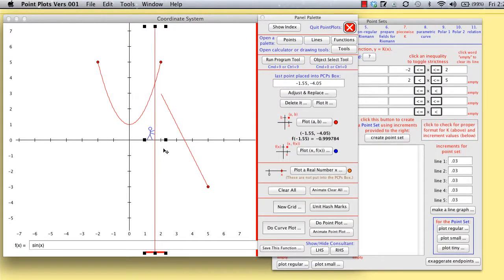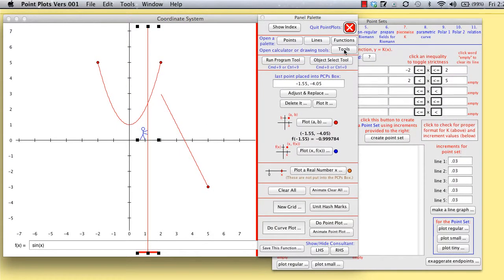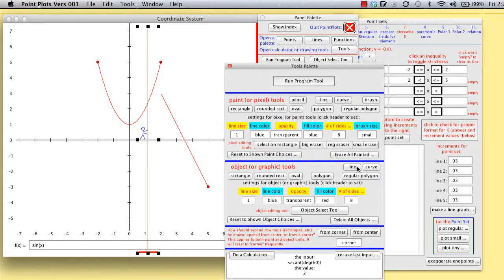Just watch for a moment as my assistant adds a horizontal line to help describe the values which our consultant receives as he steps on various numbers near 2.